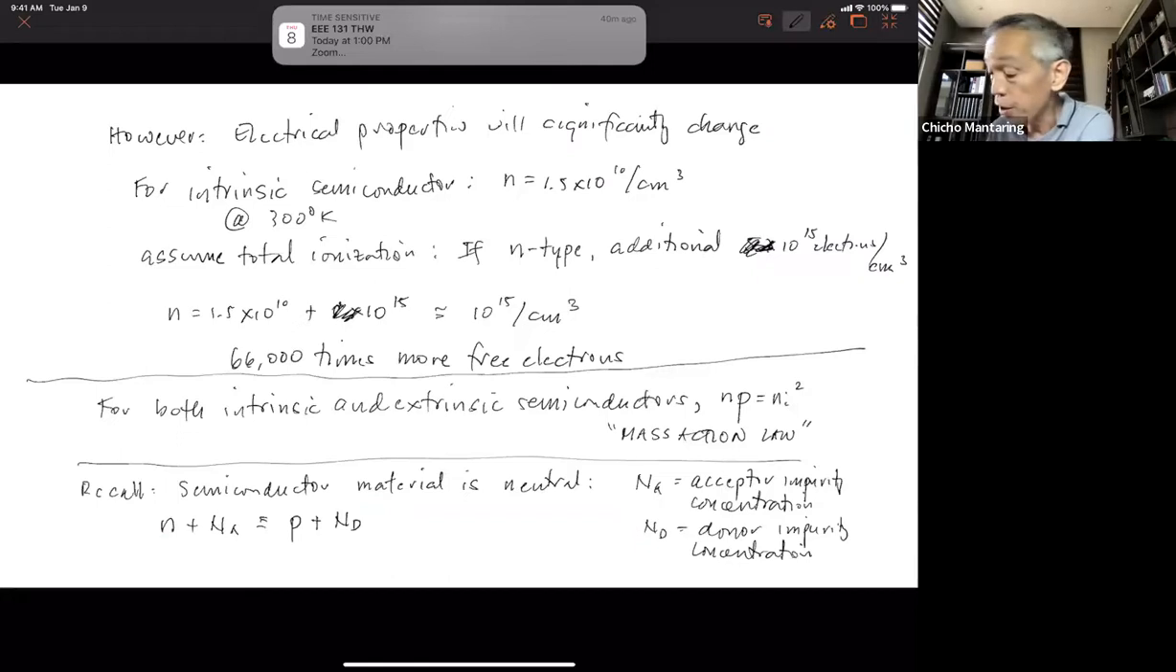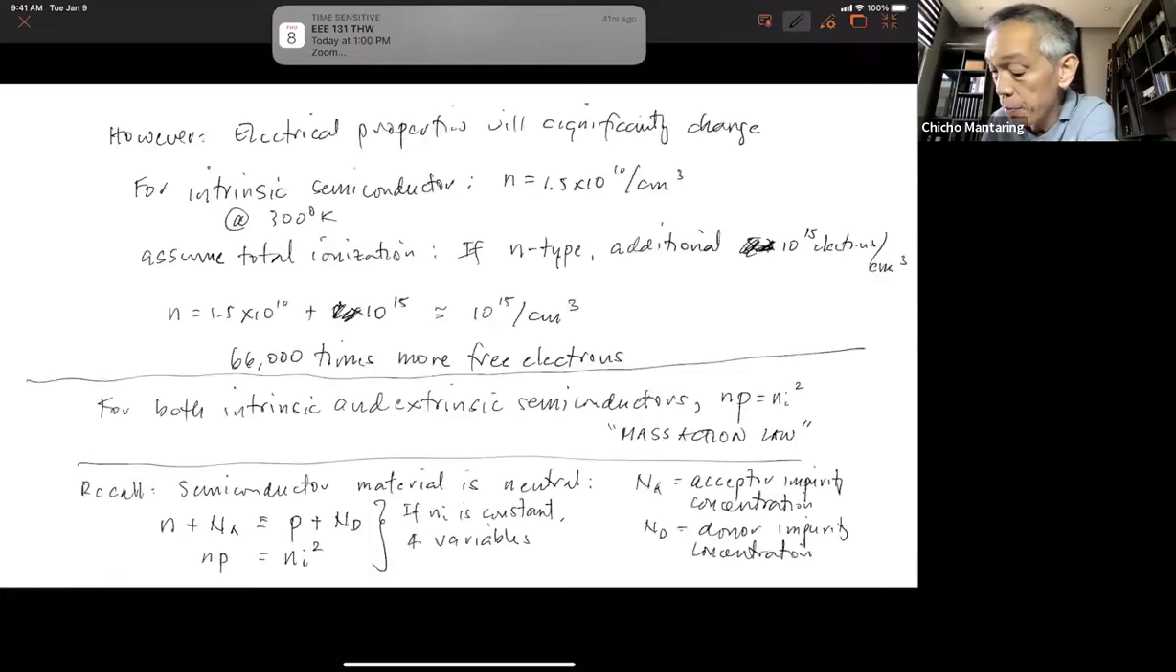And then you have another equation, which is your mass action law, which I just said here. Np is equal to Ni squared. So here, Ni is a constant, because it is a constant at a particular temperature, and we have 4 variables. Your variables are N, Na, P, and Nd. And if you know any 2 of the 4, you can compute for the other 2.